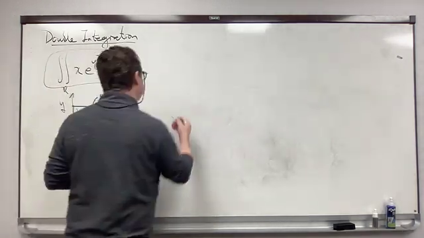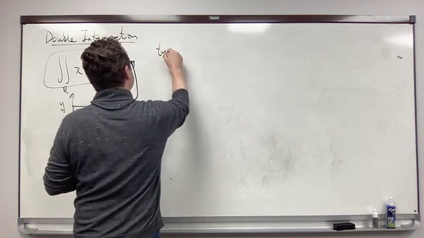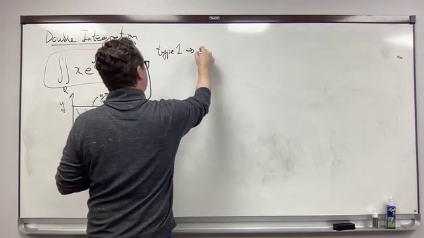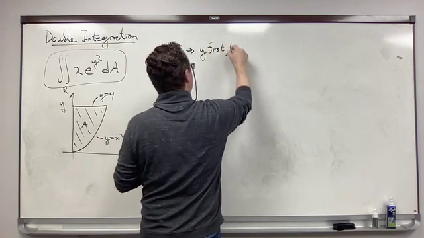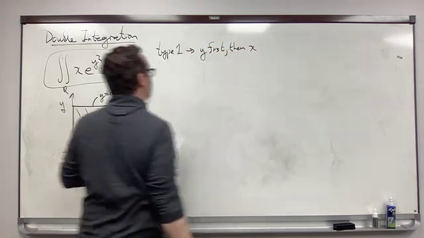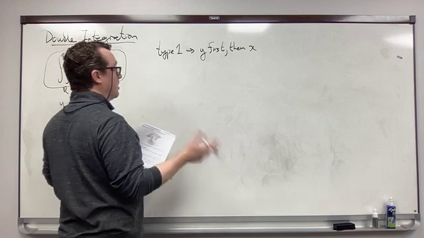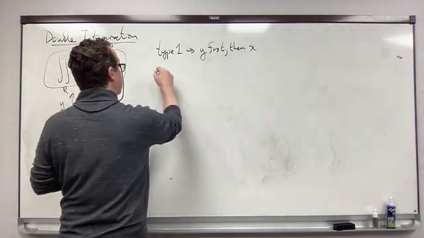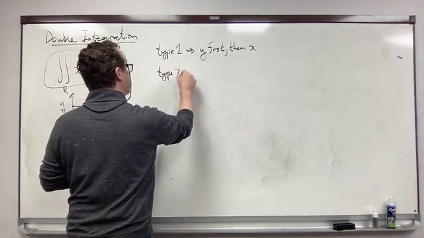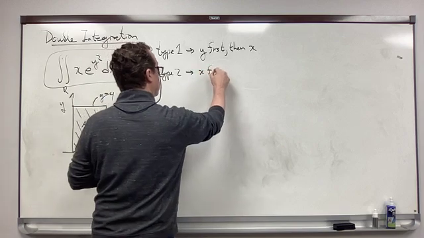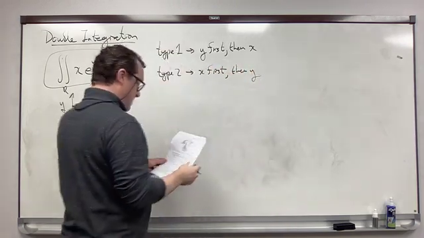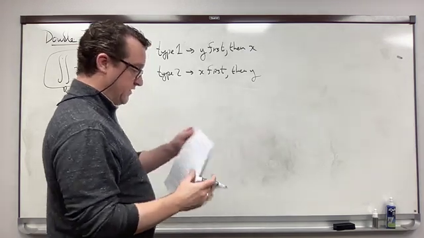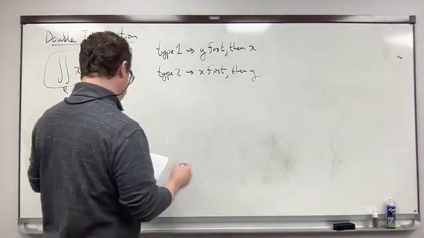The textbook talks about two different types, and I will cease to use this terminology pretty soon. It calls type 1 where you're going to integrate along y first and get a function of x, and then integrate that. And type 2 is the opposite: x first, then y.